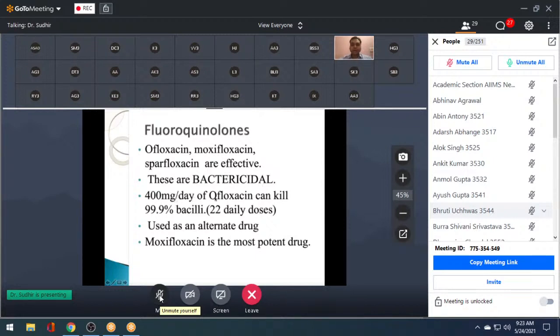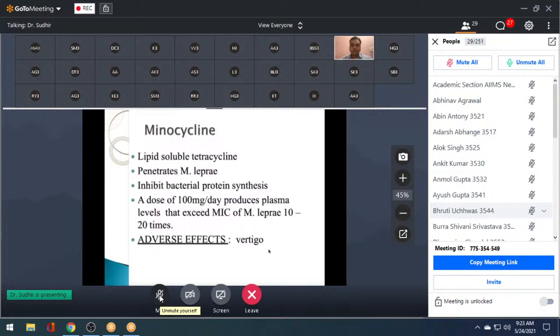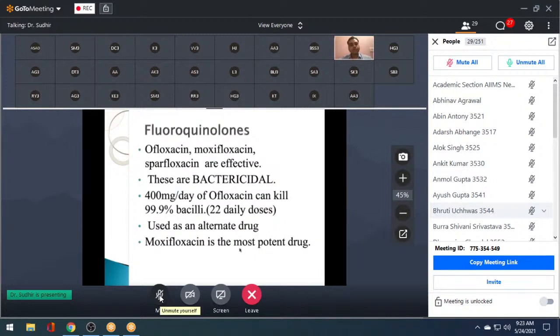So 400 milligram per day of ofloxacin can kill 99.9% of bacilli, and 22 daily doses have been shown to be effective in leprosy treatment. The efficacy is somewhat less than rifampicin. Rifampicin has 99.99% bactericidal properties, so this is used as an alternate drug. Moxifloxacin is the most potent drug among these fluoroquinolones. Similarly, moxifloxacin is the most potent fluoroquinolone in tuberculosis also. Moxifloxacin and ofloxacin are used in tuberculosis.